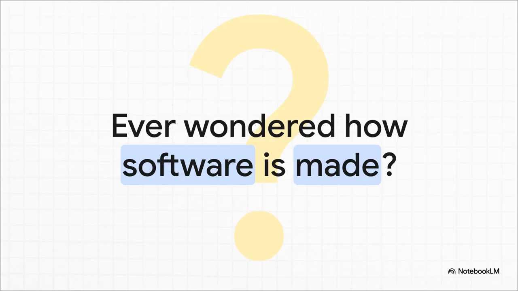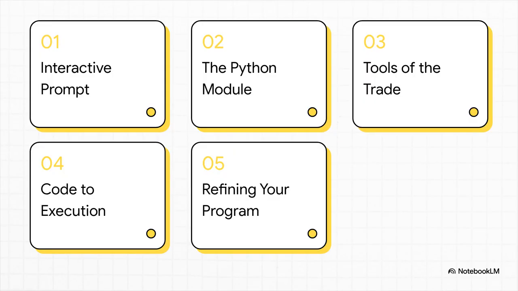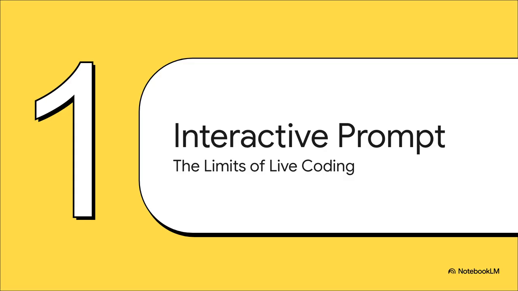And that's what we're going to do today. We're going to walk through that recipe together, from the very first ingredient all the way to the finished dish. So, here's the game plan. We'll start by talking about the limits of just typing commands live. Then, we'll get into the secret sauce, the simple Python module. After that, we'll check out the tools you'll need, figure out how to actually run your code, and finally, tackle the big one, what to do when things don't work, and how you can refine your program. Okay, let's dive right in.